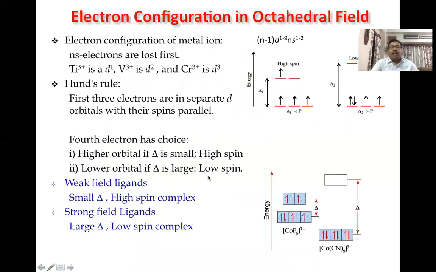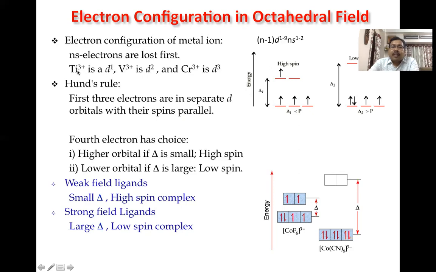Now, how to fill the electrons in the d orbitals? As we know that transition metals have the outermost shell electronic configuration (n-1)d1 to 9 ns1 to 2, as we all know it. So when the metal gets oxidized, it gives up electrons from the ns orbital first.